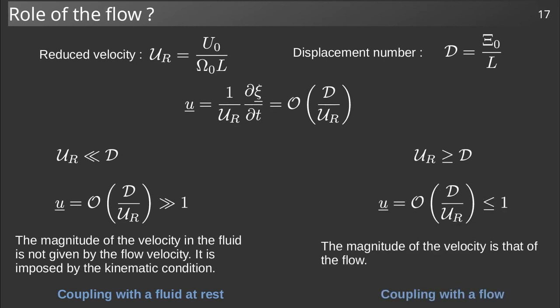On the other hand, if ur is of the same order of magnitude or larger than d, the order of magnitude of the fluid velocity around the structure is imposed by the flow velocity. We will discuss this general case in the course, but also the limiting case where ur is very large compared to d. In this case, the kinematic condition can be approximated by small u equals 0, which is nothing else than a classical boundary condition in fluid mechanics, zero velocity on boundaries. We will call this limit case quasi-static aeroelasticity.